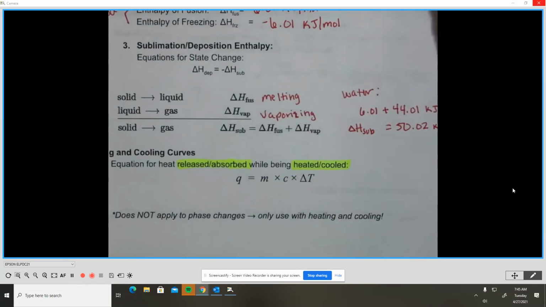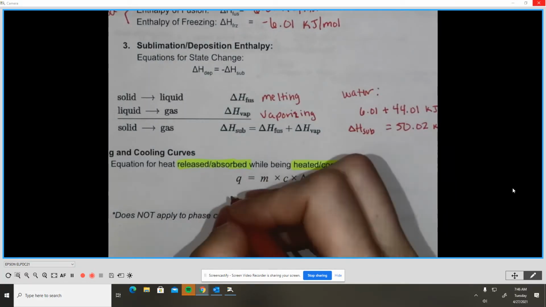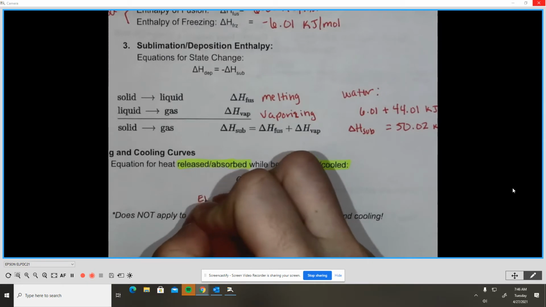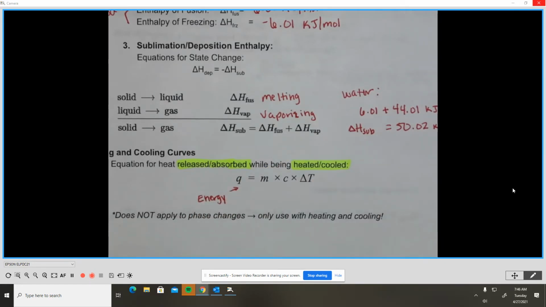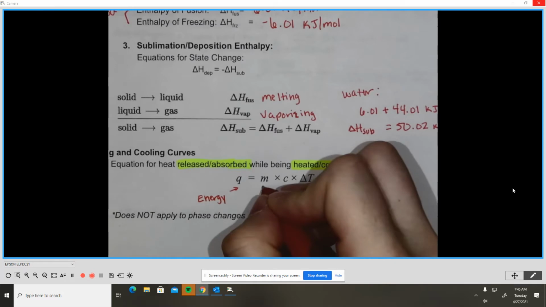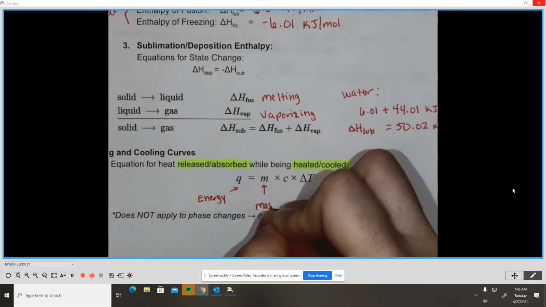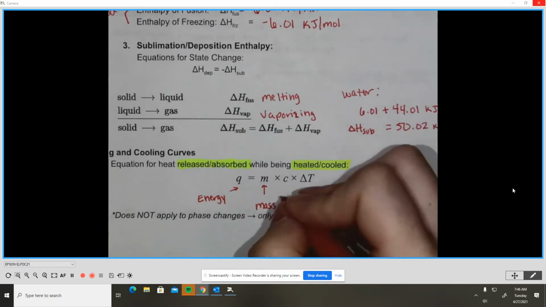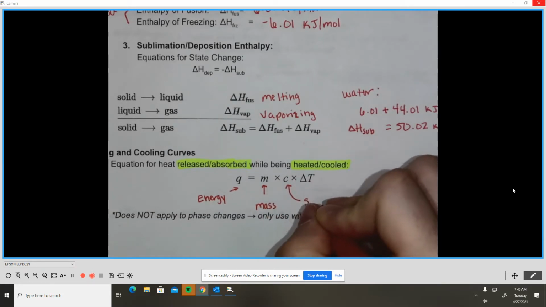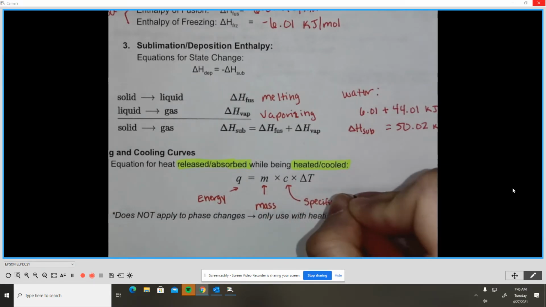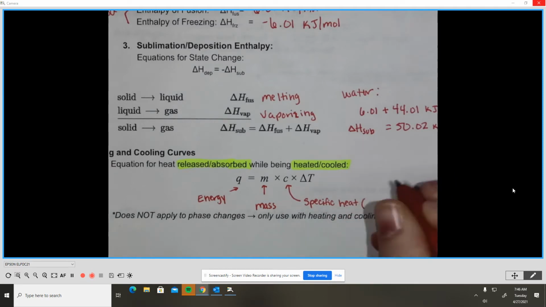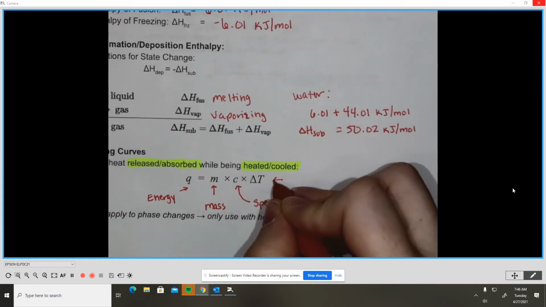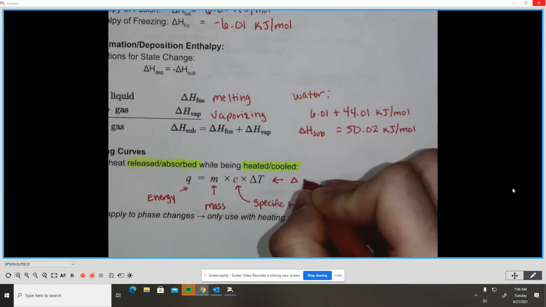And that equation is Q equals mc delta T. Q we know is energy. We're always talking about this in terms of energy because remember, temperature is actually a measure of kinetic energy. M is going to be our mass. How much of something do we have? C is going to be specific heat. This is a constant and it will be given to you. This would always be given to you. And obviously delta T is going to be our change in temperature.